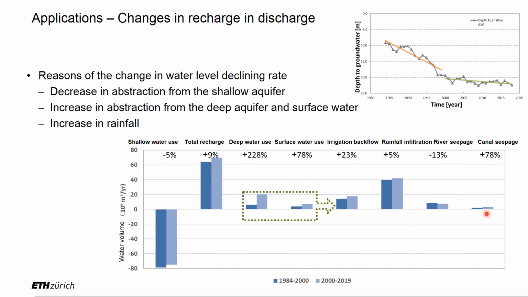At the same time, the river seepage has a little bit of decrease, but canal seepage is increased. This is because since 2014, more than 30 million cubic meters of surface water has been imported to Guantao. So there is more surface water available after 2000. That is why there is an increase in canal seepage and also surface water use. And at the same time, the deep water use also increased.